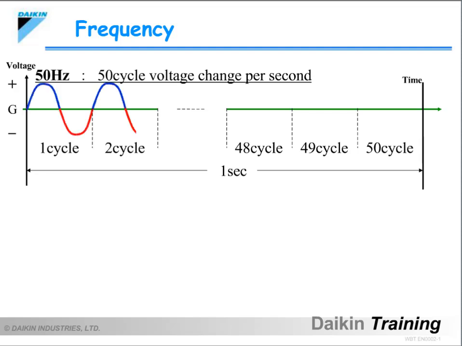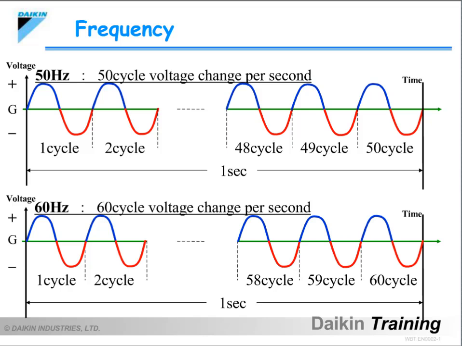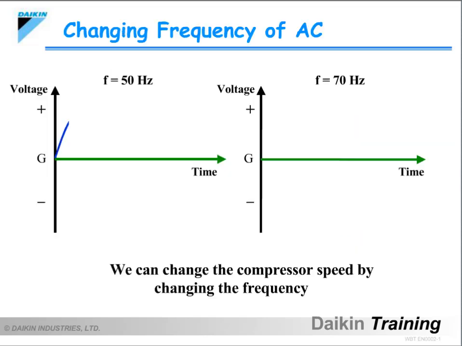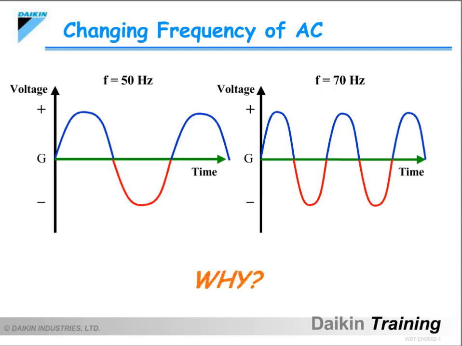The frequency depends on the number of cyclic voltage alternations per second and is measured in hertz. If the number of alternations is 50 cycles per second, then the frequency is 50 hertz. If it is 60 cycles, then the frequency is 60 hertz. You may have read this phrase in catalogs. We can change the compressor speed by changing the frequency. Do you know why this is?